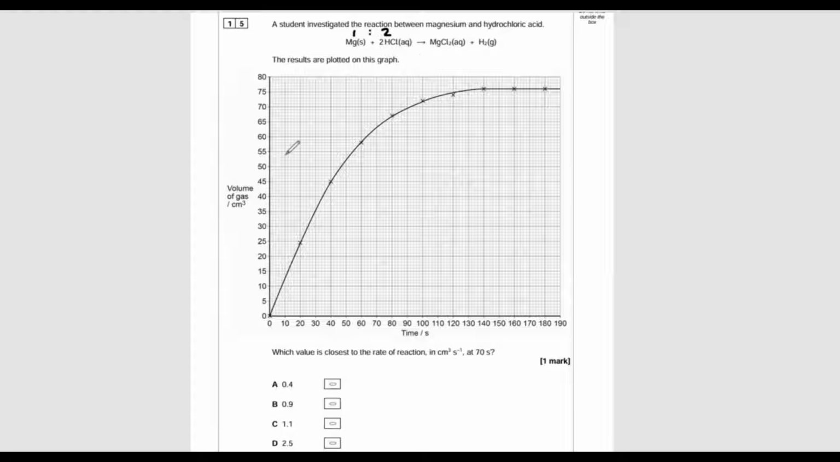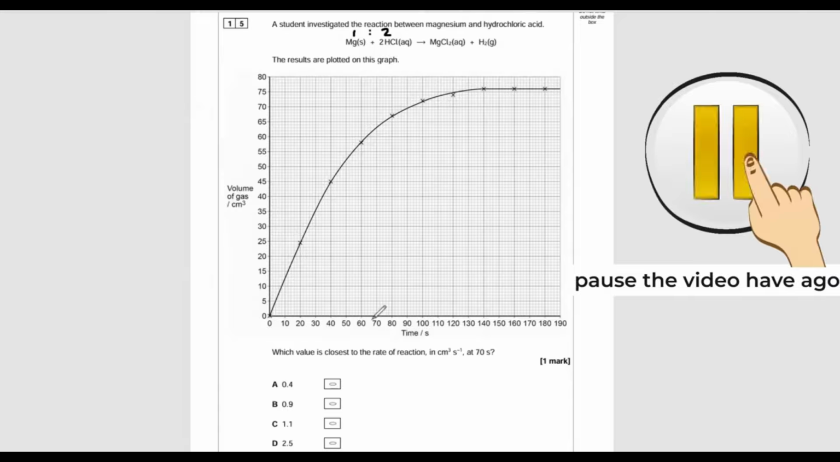The results are plotted on this graph. We've got the volume of gas over here. We've got the time in seconds. Which value is closest to the rate of reaction in centimeter cubed per second at 70 seconds? We actually don't need that ratio. Anywho, you might think you've got to do this.